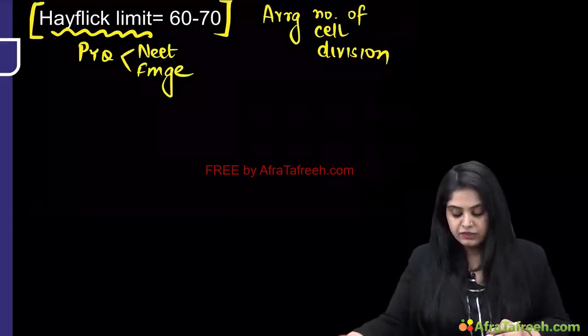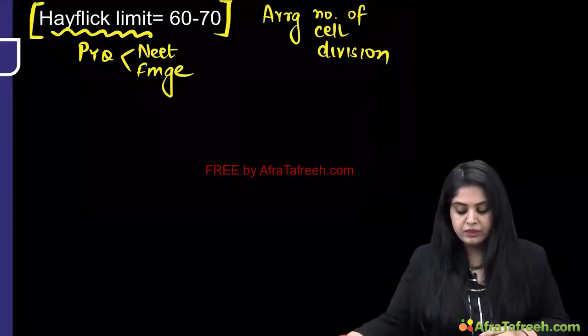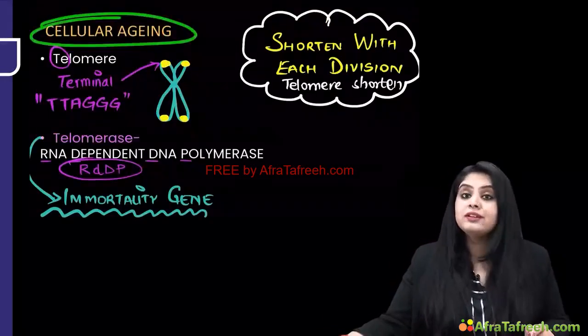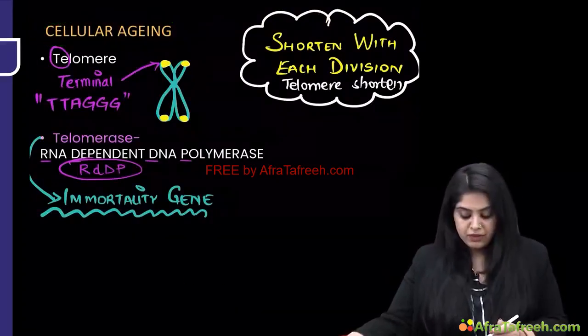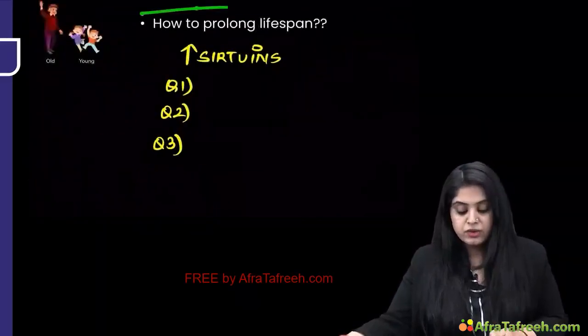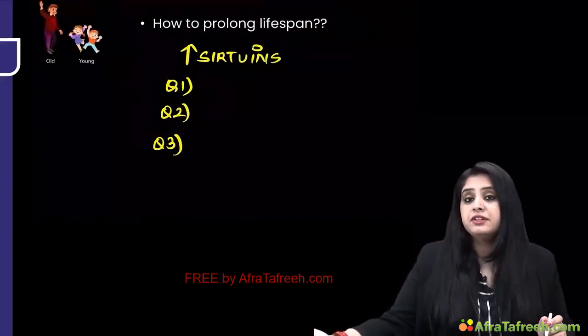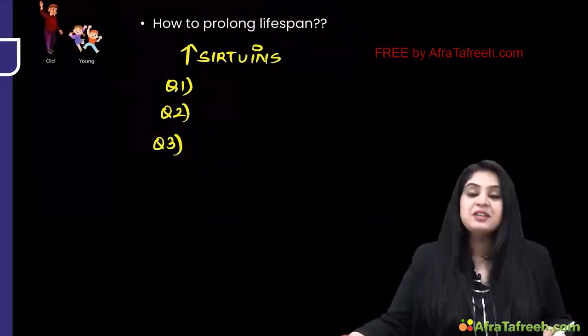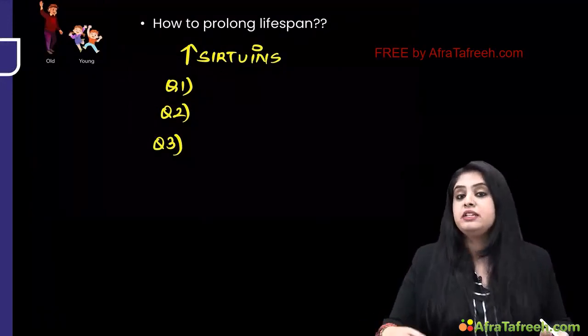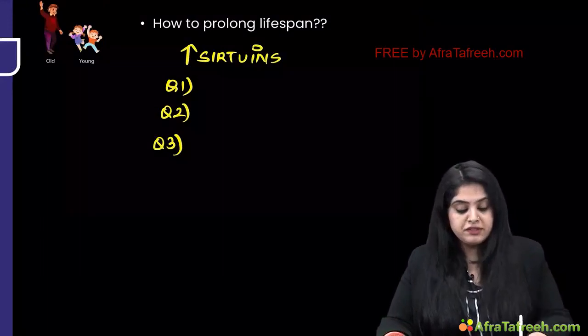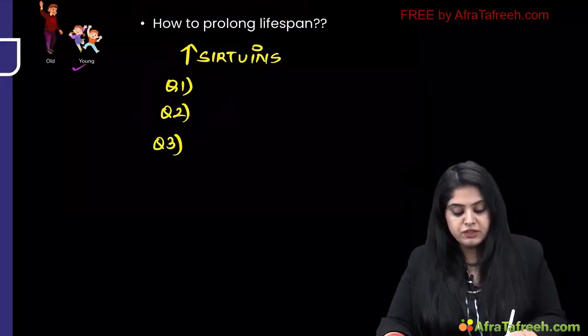Okay? Now you say that, ma'am, this is sounding quite depressing. I don't want to become old. I want to live forever. I want to be very, very young. How should I prolong my lifespan, and how can I live for like 700, 800 years if possible? So then you are gonna have to increase something in your body, and that is sirtuin. So if you want to stay forever young, you will have to increase sirtuins.